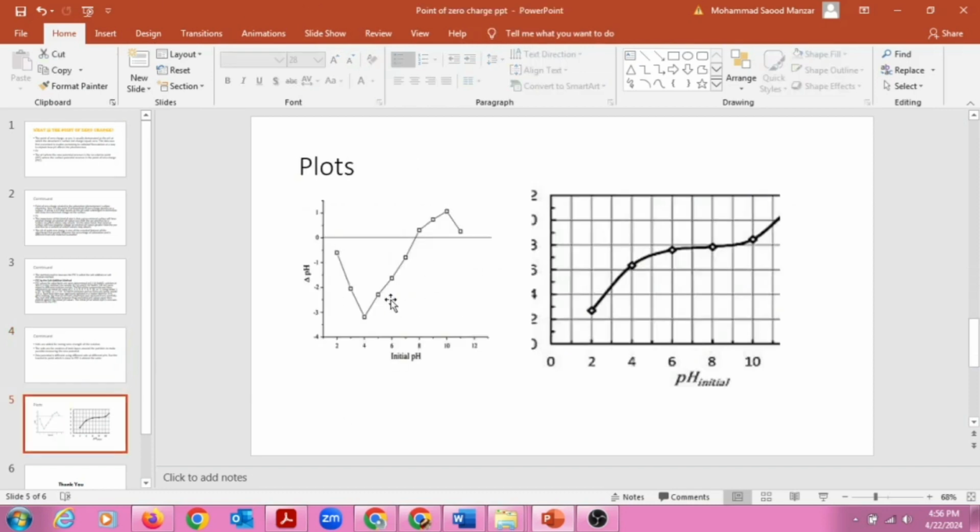This is the depiction of two different kinds of plots which you can see. This is the difference between the final and initial value plotted against initial pH, and this is also a different kind of plot where we plot the initial pH on the x-axis and the final pH on the y-axis. You will draw a line from the origin, and where it intersects will give you the point of zero charge. This is all about the point of zero charge.